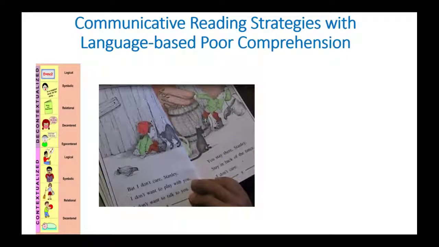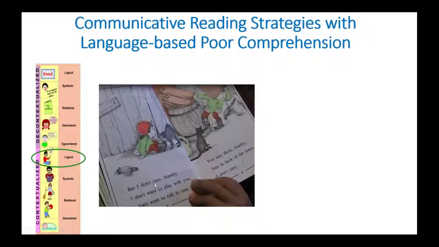At a slightly higher level, we're going to use communicative reading strategies with children with language-based poor comprehension. So you'll see that these kids are really going to struggle. These are second graders reading this story. They're really going to struggle with trying to figure out what those words mean and how to comprehend those words. This one is going to also be contextualized because we do have pictures, but there is a more distanced relationship between the pictures and the words.